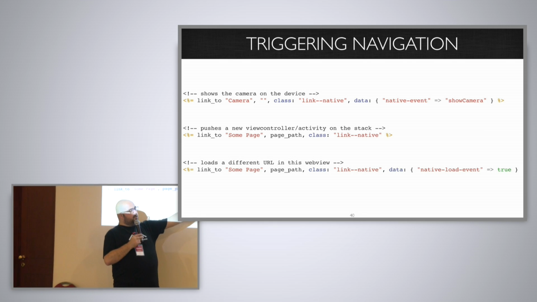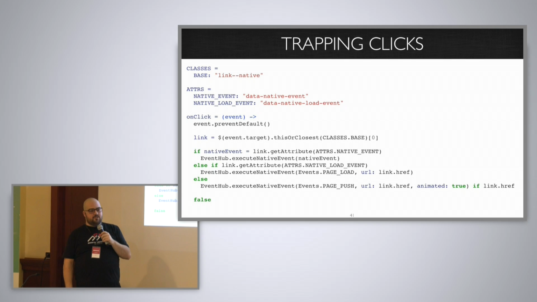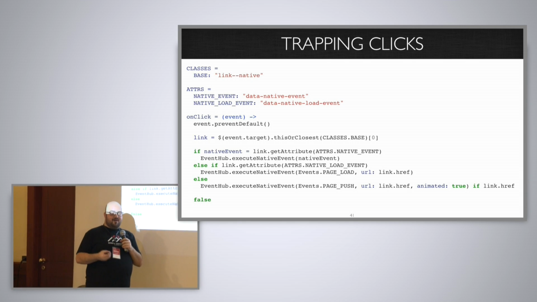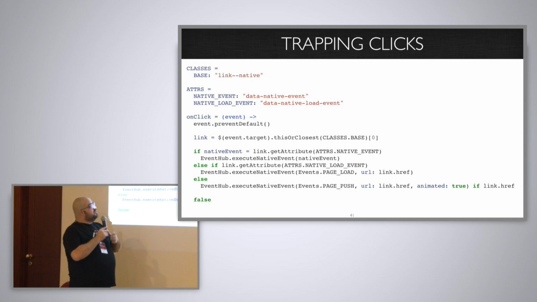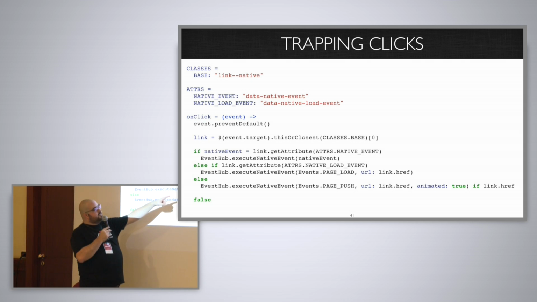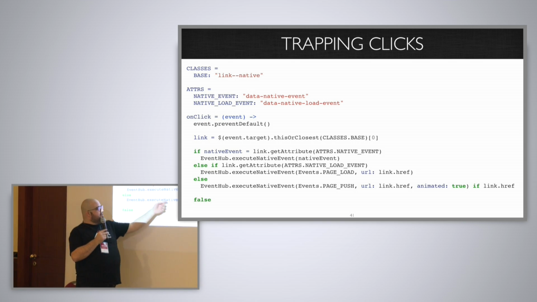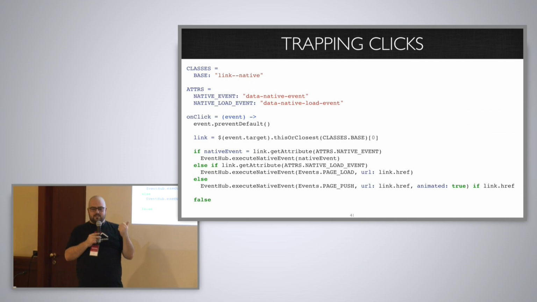If you wanted to just run a load event, it works like this. Very similar, and then you just have to write a little piece of code to trap those clicks. Again, instead of trapping all clicks, I'm a fan of opt-in. Don't trap all clicks. If the class is link native, then we're going to handle this event. And all we do is really stop the default event from happening, find the link. If it's an event, execute native event. If it's specifically a page load event, pass the href over. All of them in every case are calling a native event to do something. It's telling the device, do this now, do this now.